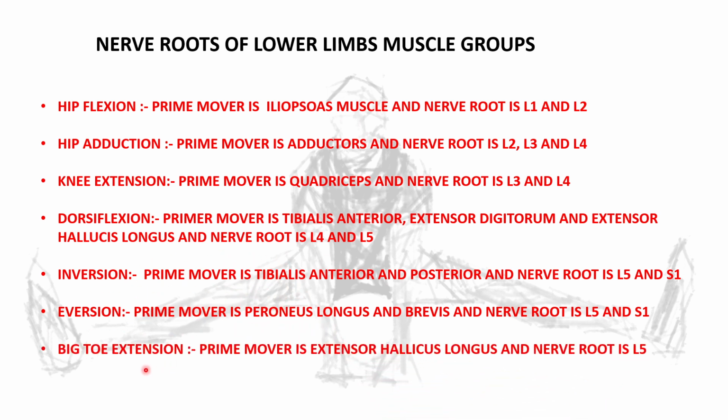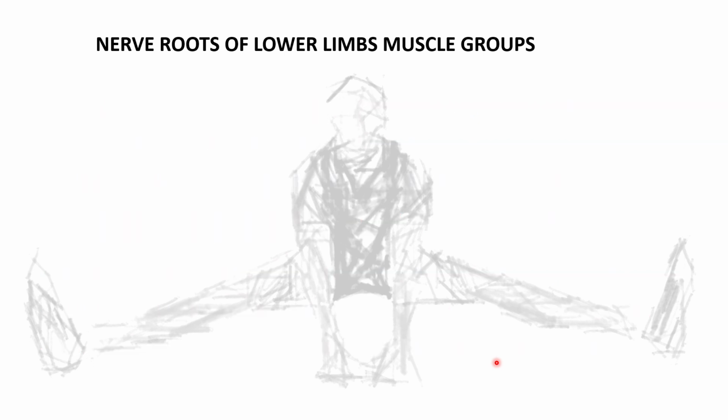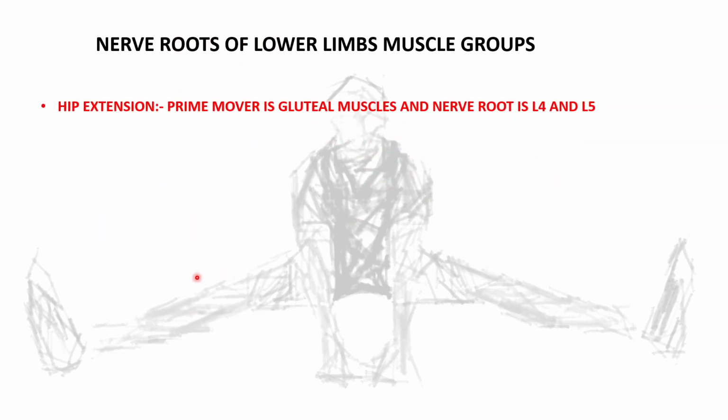Before we go there, one other thing: big toe extension. The prime mover is extensor hallucis longus and the nerve root is L5. So if there is a problem with toe extension, meaning dorsiflexion, there is a problem with the extensor hallucis longus muscle and the nerve root is L5. Now let's move to the back.